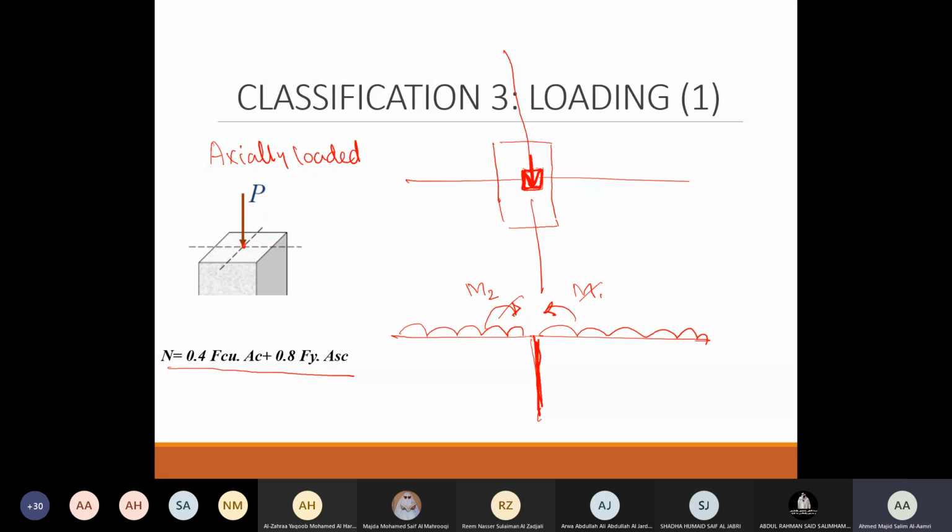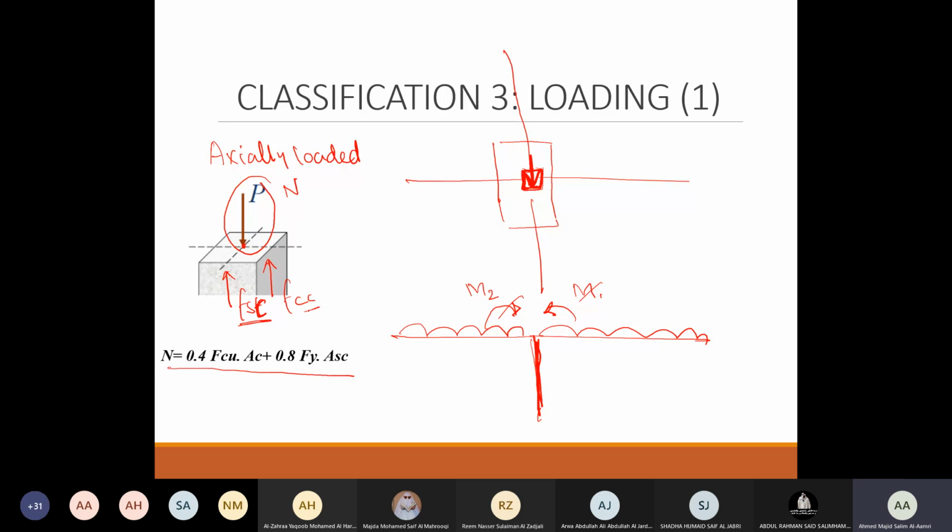And where this is coming from, I think we have taken the derivation in Design of Structures 1. Since we have a loading here, there will be two forces: a force of concrete and a force of steel. Let's say steel in compression. We have P, or whatever we call it, N, the loading, and due to the loading there will be stresses developed by the concrete and steel. FSC is representing steel in compression, and FCC is representing concrete in compression.